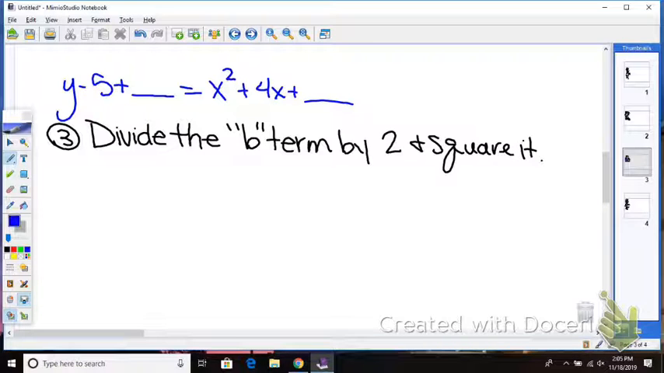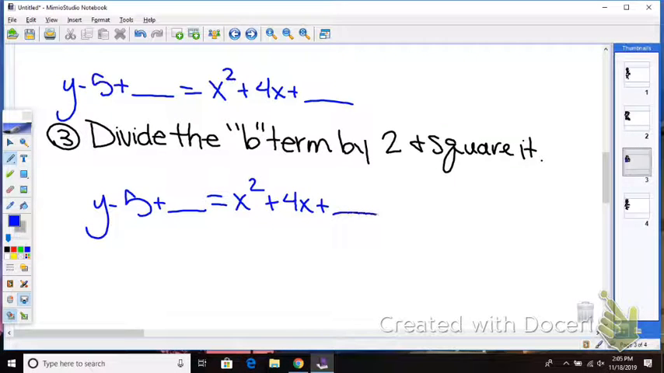I'm just going to rewrite the problem. So what is the b term for this problem? Where is it? 4. The 4 and the 4x, okay? So we're going to do a little work here, and you guys can just watch me for now because I'm going to show you a little shortcut trick that works every time.